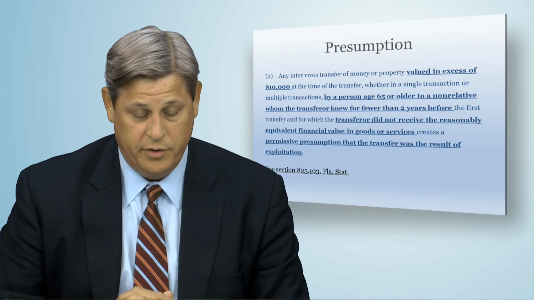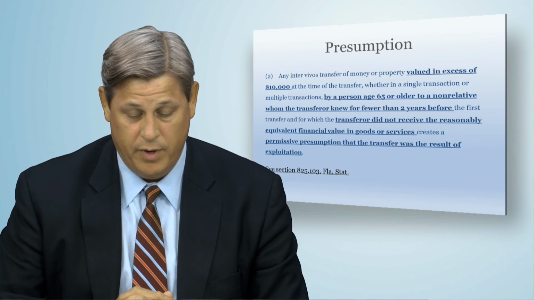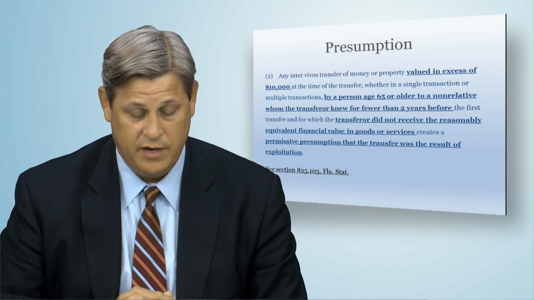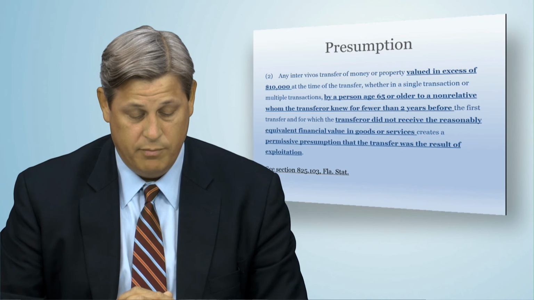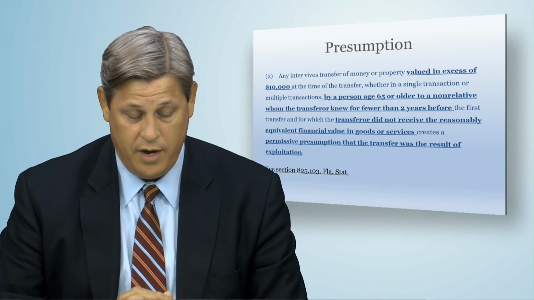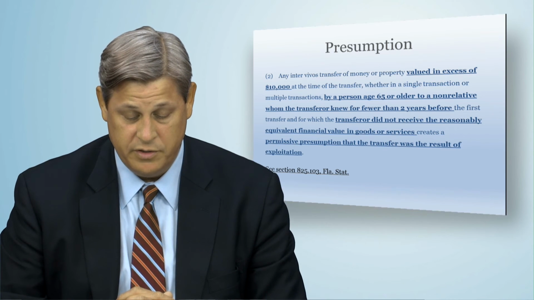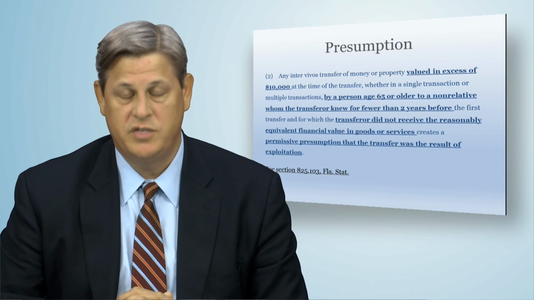Under this section, any inter vivos transfers of money or property valued in excess of $10,000 at the time of the transfer, whether in a single transaction or multiple transactions by a person of 65 or older to a non-relative whom the transferor knew for less than two years, it's going to be presumed that that was a situation of exploitation.